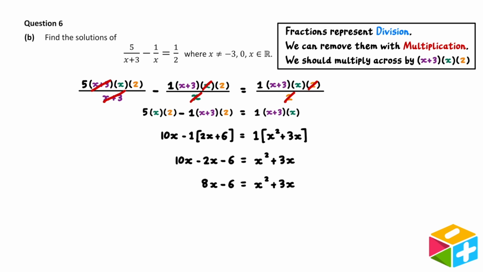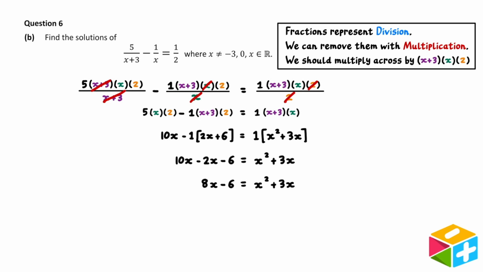On the left-hand side, we have some simplification. 10x minus 2x is just 8x. Our equation involves an x squared term, x terms, and a number term. We refer to this as a quadratic equation. We can solve this using the quadratic formula, but to do this, we need to group together all the terms on one side and leave a 0 on the other side.